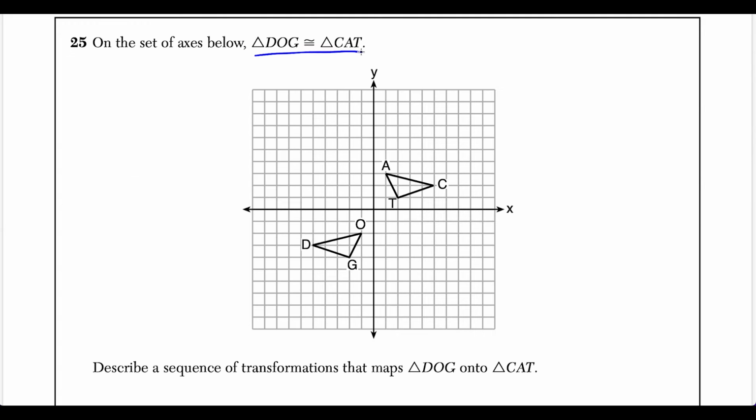We got triangle DOG congruent to triangle CAT, and we want to describe a sequence of transformations that will map triangle DOG onto triangle CAT. So the first thing that I look for is the pair of sides that are the same. So GO definitely matches up here with TA.